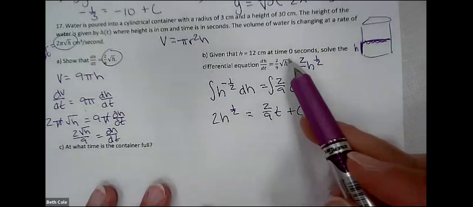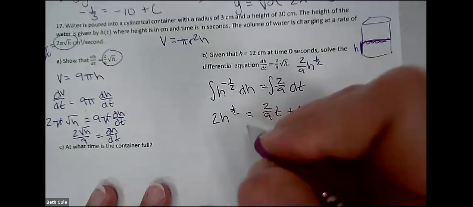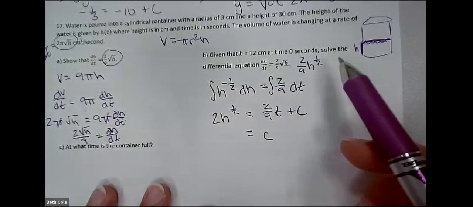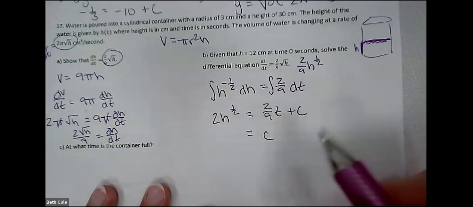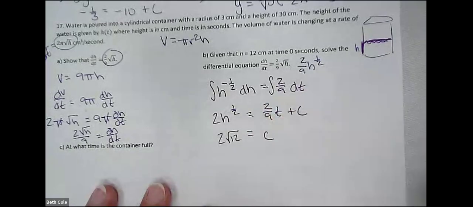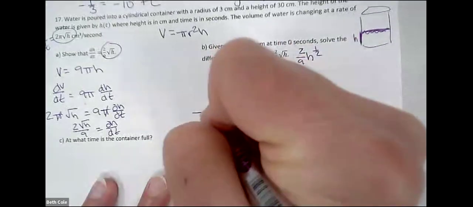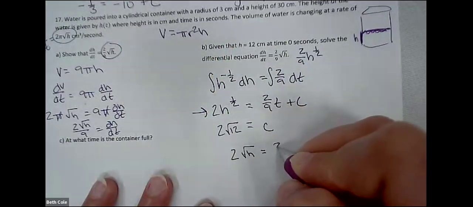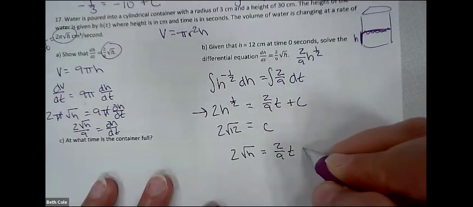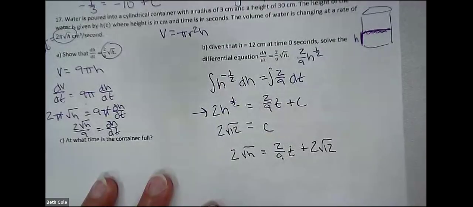We're going to plug in our initial condition. Conveniently, time is 0, so that all just goes away. And then our height is 12. You can write 2 times 12 to the 1/2. I'm just going to write 2 square root of 12. I think that looks nicer. We're going to recopy this step. Actually, I'm going to write that as square root of h. You can write h to the 1/2 if you want, personal preference.